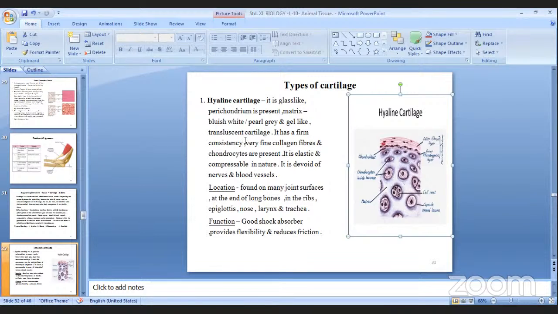Then it is translucent cartilage. It looks glass-like, but it is actually translucent. It is not seen through, to and fro. It has a firm consistency, very fine collagen fibers, and chondrocytes are present. It is elastic and compressible in nature. It is devoid of nerves and blood vessels. Location: it is found on many joint surfaces at the end of long bones, in the ribs, epiglottis, nose, larynx, and trachea. Its function is to absorb shock, provide flexibility, and reduce friction.